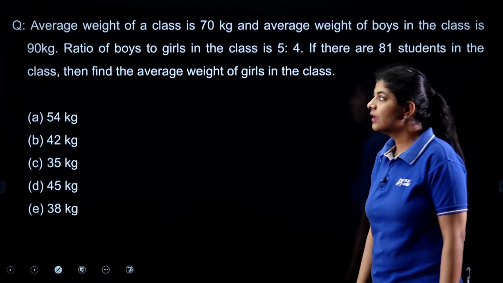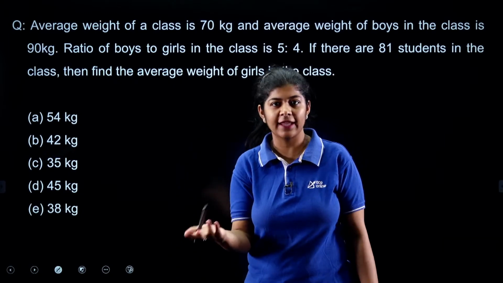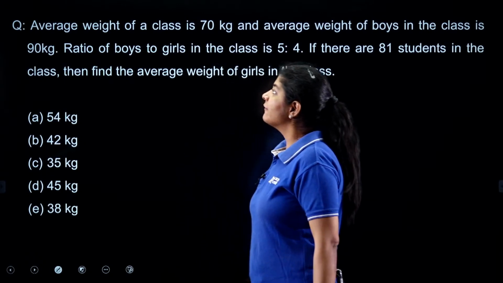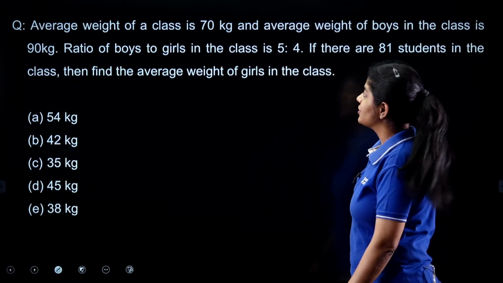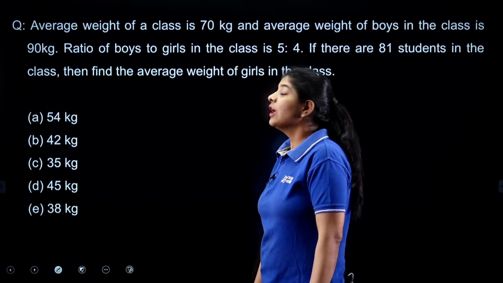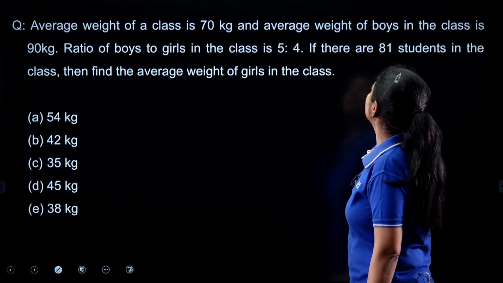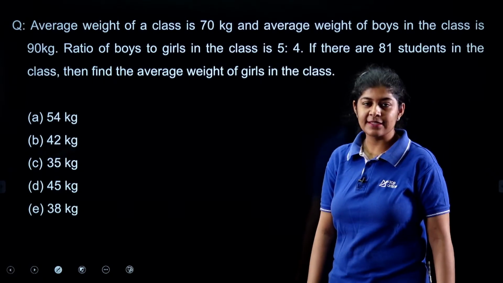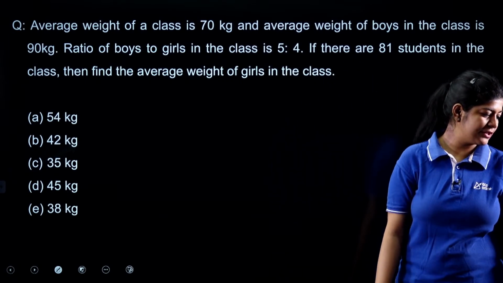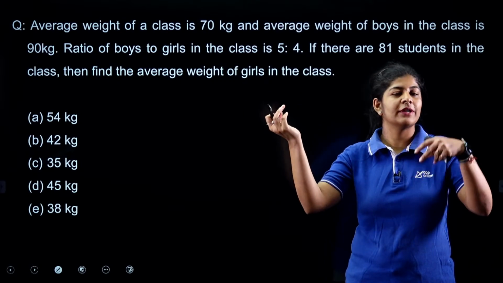Next. The next question is also a very easy one if you apply the concept of either the average or the allegations. The question says that the average weight of a class is 70 kgs and the average weight of boys in the class is 90 kgs. The ratio of boys to girls in the class is 5:4. If there are 81 students in the class, then find the average weight of girls in the class. So the total average of the class is given, the average of boys is given, and you need to find out the average of girls.